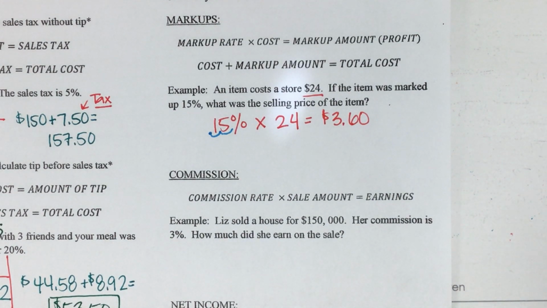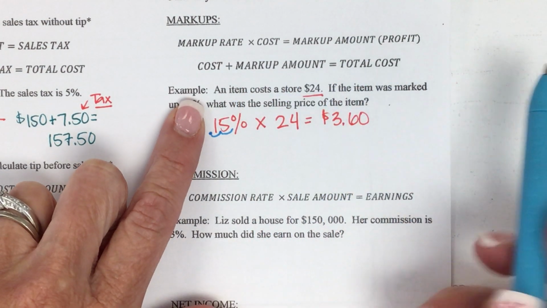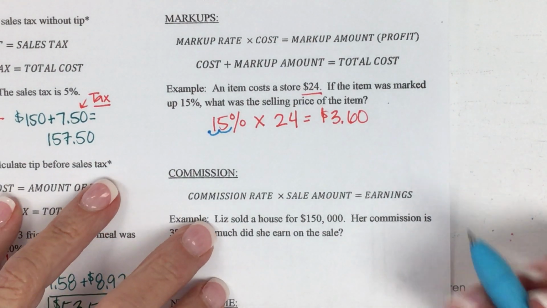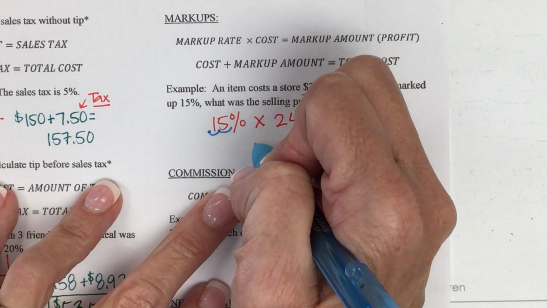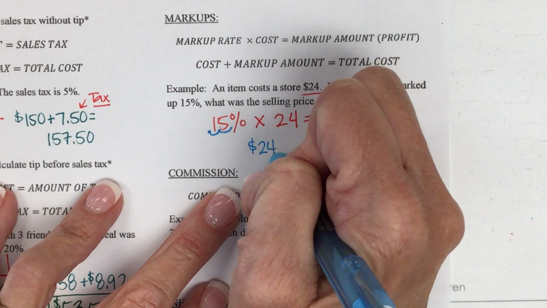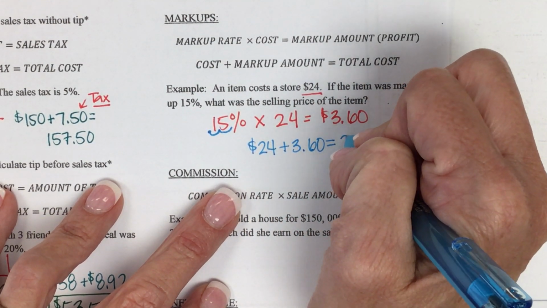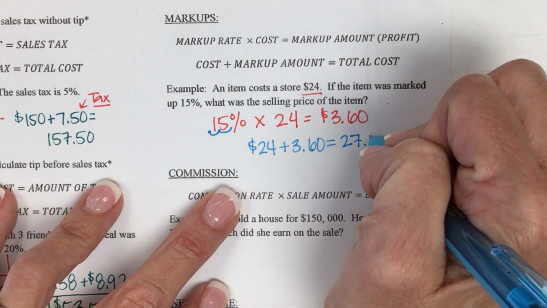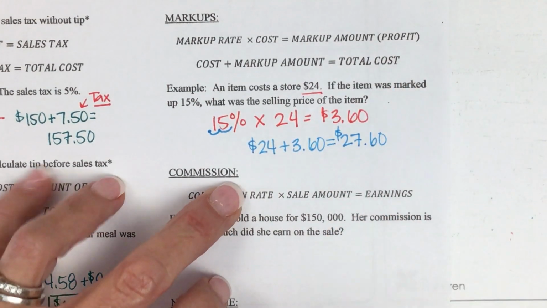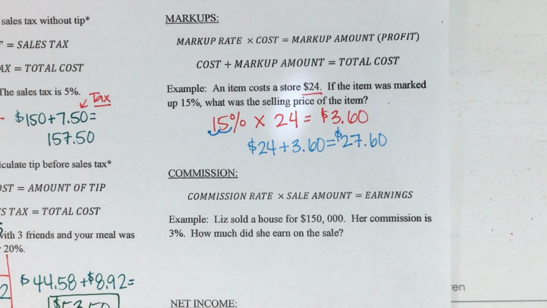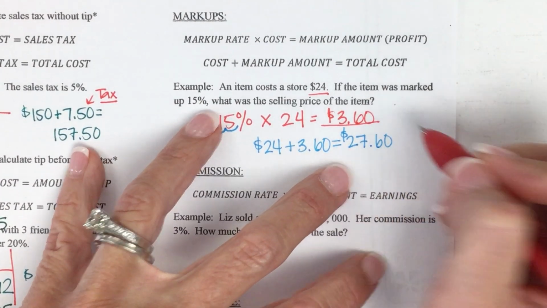Because we want to find out what this markup was. So what do I have to do to find the markup? I have to do what it tells me to do. Cost plus markup amount equals total cost. So what do I have to do now? So I'm going to add what? $24, $3.60 gives me a total of $27.60. So how much profit did you make with your item here? You made what? $3.60 profit, right?